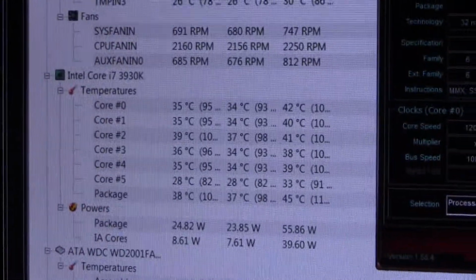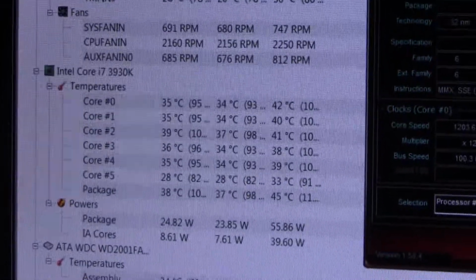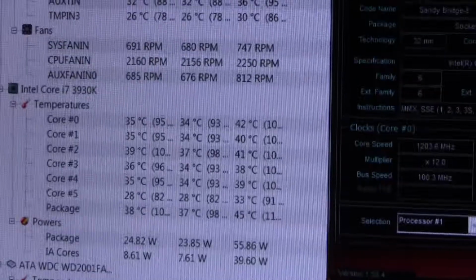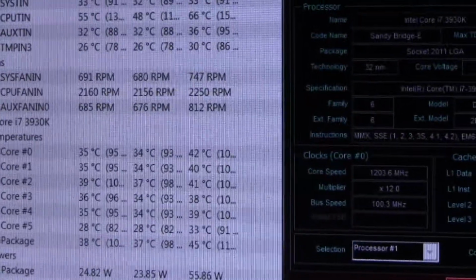The lowest temps I got there were 34, 34, 37, 34, 34, 28, and 37 for the package, which don't even look at that. So that gives me an average of 33.5.